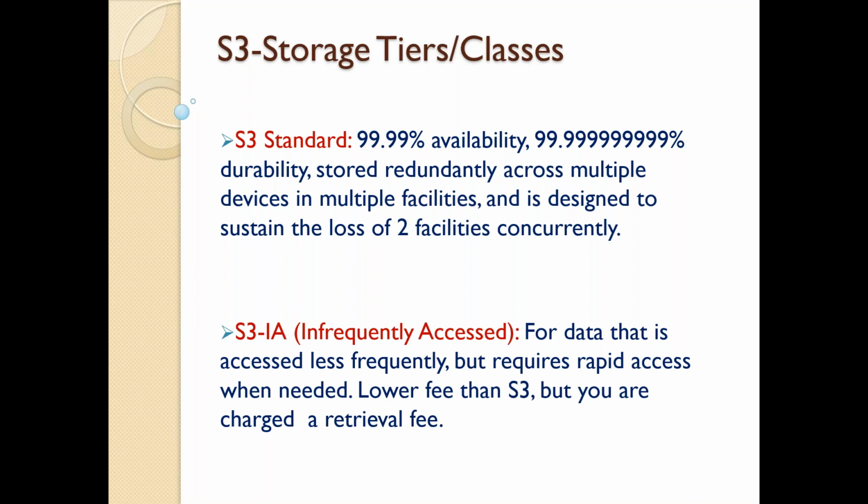Next is S3 Infrequently Accessed, for data that is accessed less frequently but requires rapid access. Say, for example, you will access the document only once a month, but whenever you access it, you want the data immediately. Then go for Infrequently Accessed, but you will be charged a retrieval fee. Compared to S3 Standard, the charges are very low for S3 Infrequently Accessed.